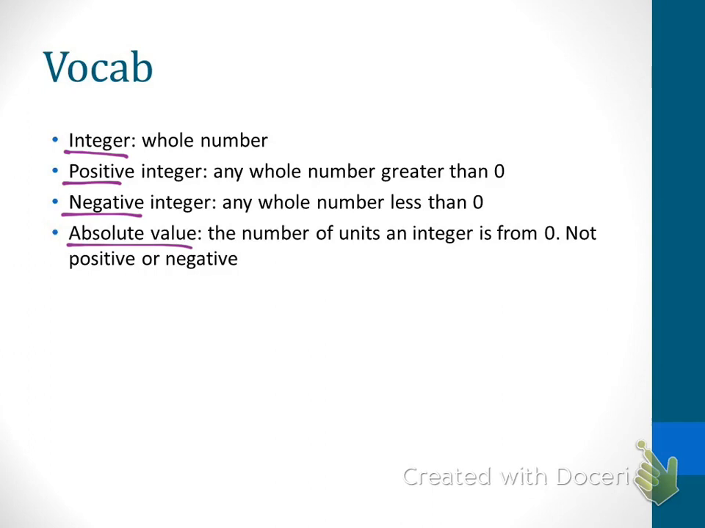I show absolute value with 2 vertical bars on either side of the number. Okay, so that's just a sample or example. But the 2 vertical bars on either side of the number show that I'm taking absolute value. And remember, that's just the number without a sign. So absolute value of -5 would just be 5. All right, just a quick little example there.